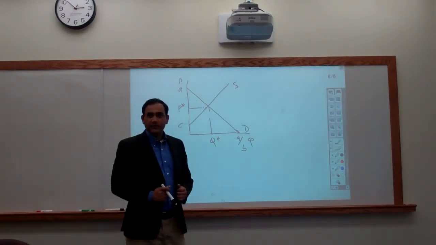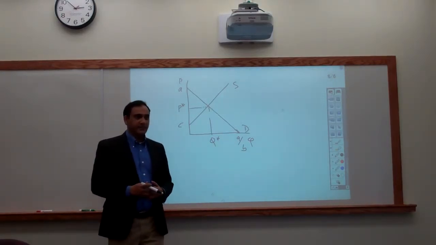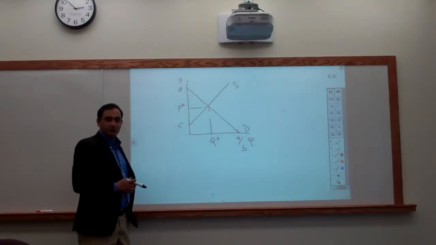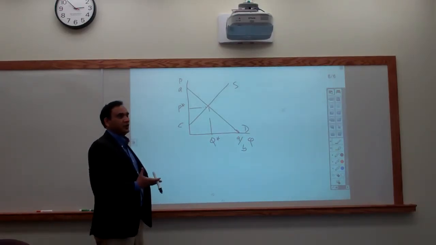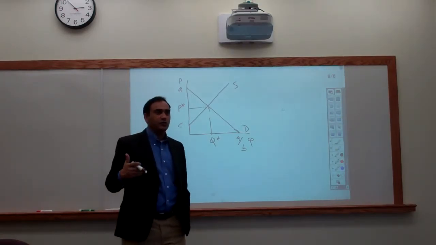Given the information we have, we know equilibrium is defined by demand equals supply, right? When demand is equal to supply, we'll get the equilibrium price and quantity. So to find equilibrium, the only thing you have to do is set the supply function equal to the demand function.